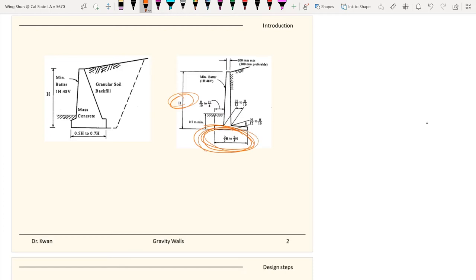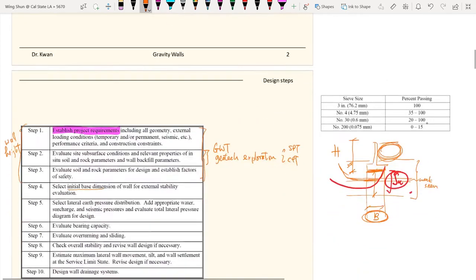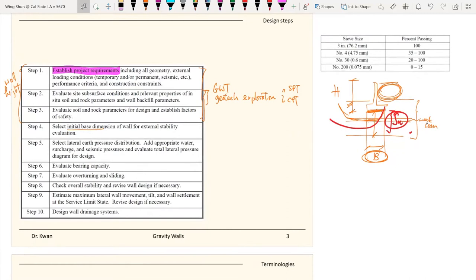And then you will pick a number for the width of the wall, and later on, based on the later steps, finalize the minimal width, because you want to save cost, which means save material. You don't want to overdo it. If 2/5 height can do it, you don't want to make it as wide as 3/5. If this can do it, you don't want to over design it. But this needs to be confirmed based on later analysis. So that will be step number four: get started with an initial base dimension, and then confirm it later.